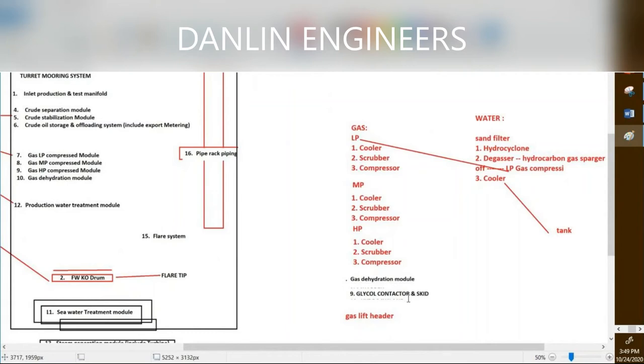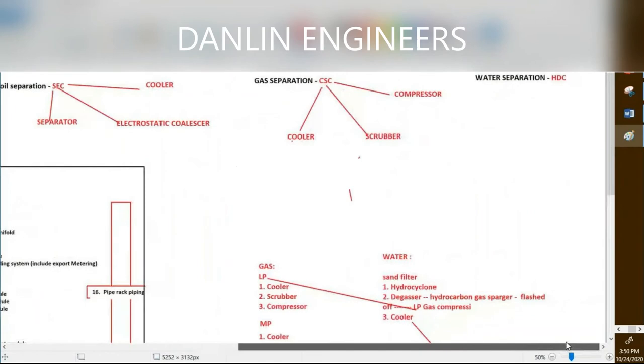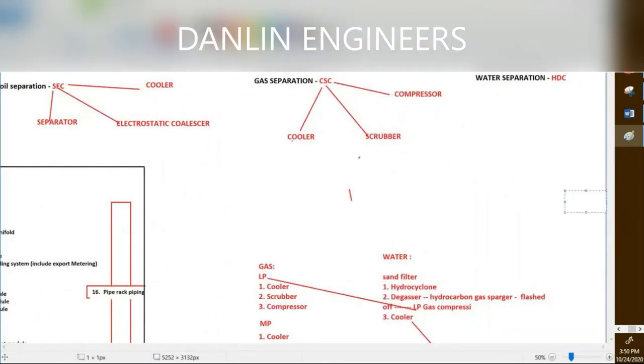So if we want to know what is the FPSO and what is happening in the FPSO, what separation is going to happen, this is the main thing: oil, gas and water. For that we need to understand what the equipment is. If there is any question, we can understand; these are the main names which we have to memorize.